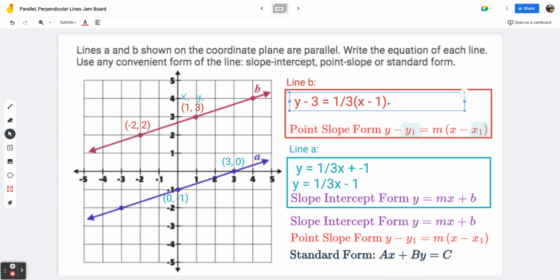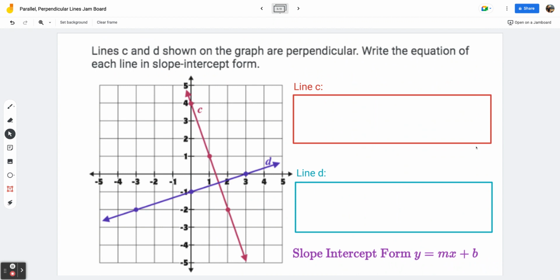There's another equation that we could have used. And the other equation would have used my x1 would be -2 and my y1 would be 2. So that would also work. Just want to point that out to you. You could have said y minus 2, right? That y value is equal to 1/3, your slope, times x minus -2. Remember, whenever we have minus and negative, we can rewrite that as plus. So that's the second form of the line that would be equivalent.